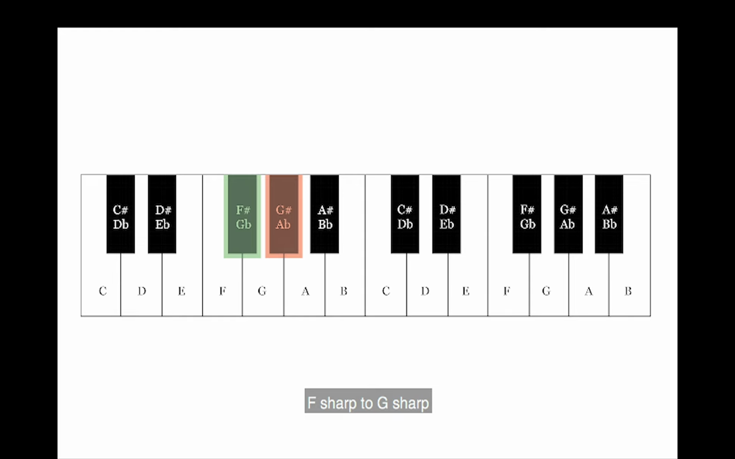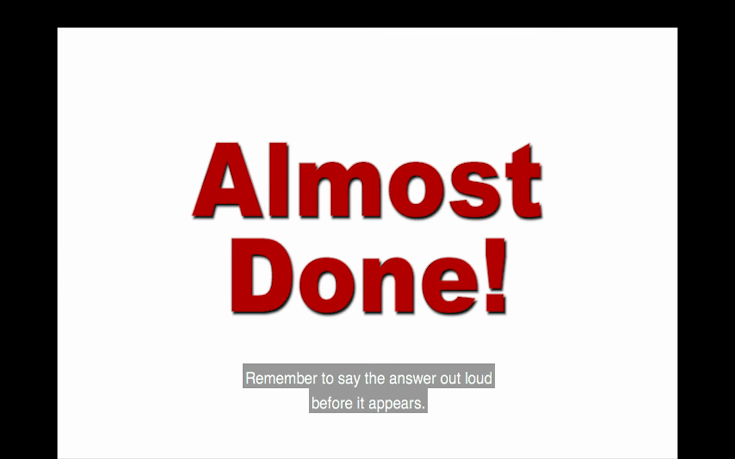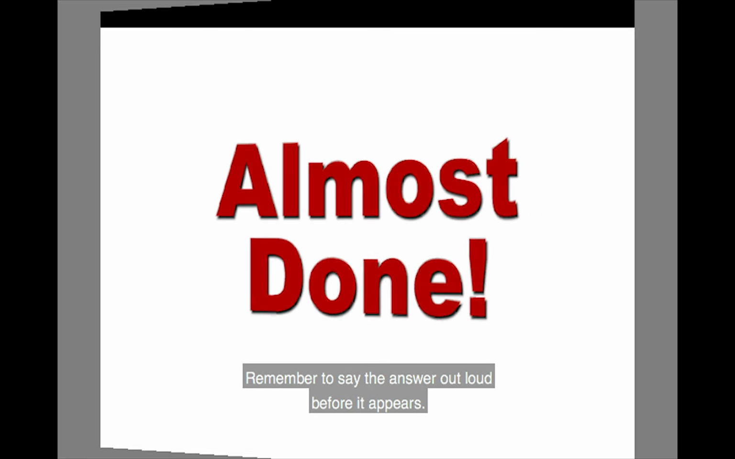F sharp to G sharp. F sharp to G is a half step. G to G sharp is a half step. F sharp to G sharp is a whole step. Let's try a few more examples. Remember to say the answer out loud before it appears.